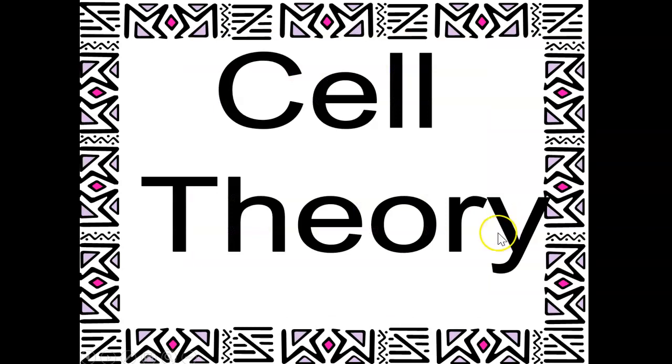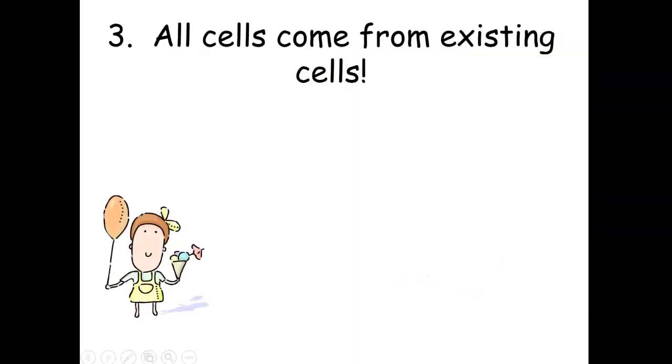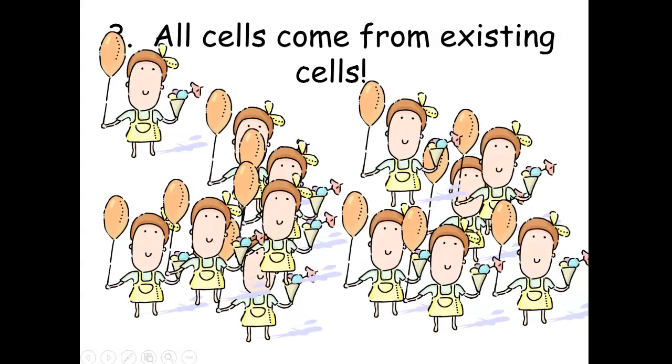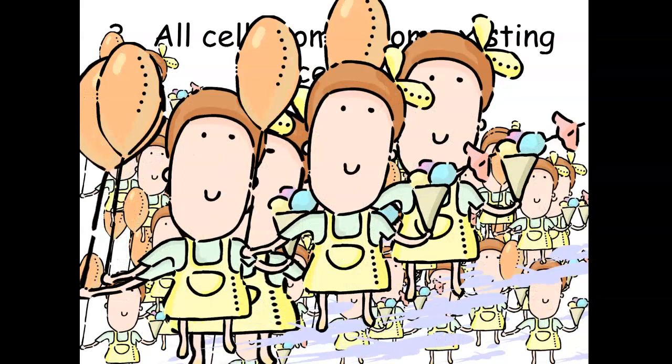Let's talk first about the cell theory. The first part of the cell theory states that every living thing is made of one or more cells. Second, cells are the basic units of structure and function in every single organism. And three, all cells come from other cells. They do not just spontaneously appear on the hamburger that you left on your kitchen counter for the last weekend.